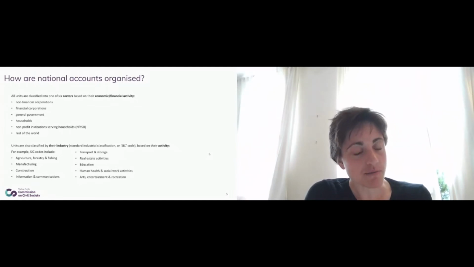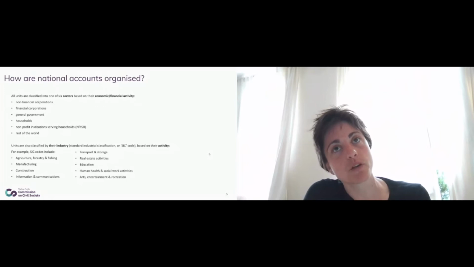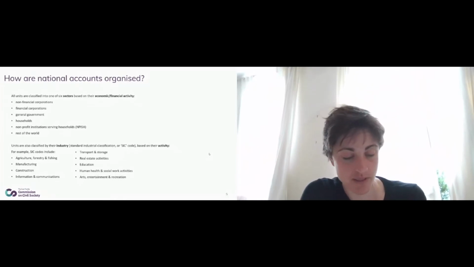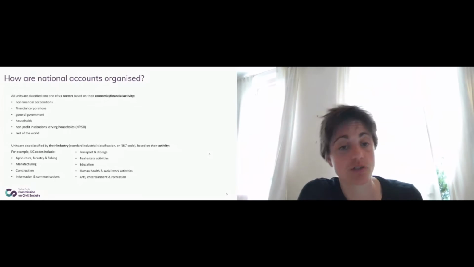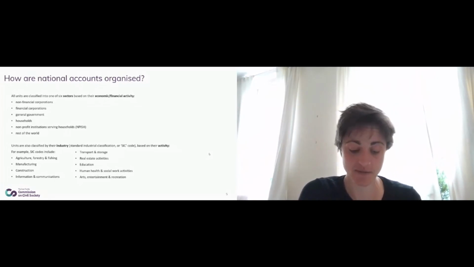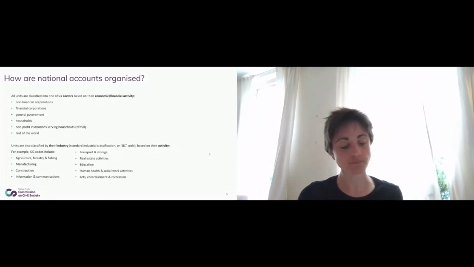National accounts, and in fact lots of government statistics, are also broken down using something called the Standard Industrial Classification Code, or the SIC code. And SIC codes basically tell you what a business or an organisation actually does. They help us see how different industries are faring in the economy. So here we've got examples. This is just a handful. There are many more, but agriculture, construction, education. So this is about the activity that an organisation does.